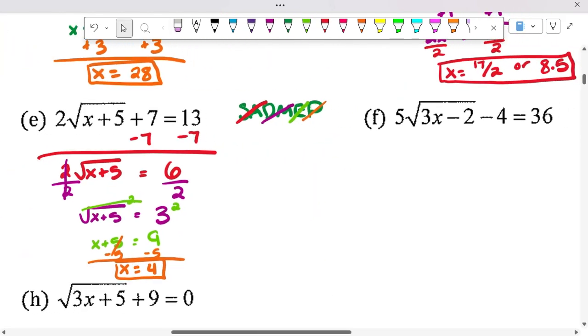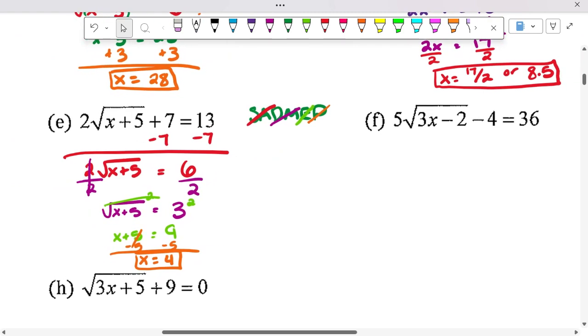So using that same process that we just did, do letter F on your own. So my recommendation, write down SADMEP and cross out as you go.